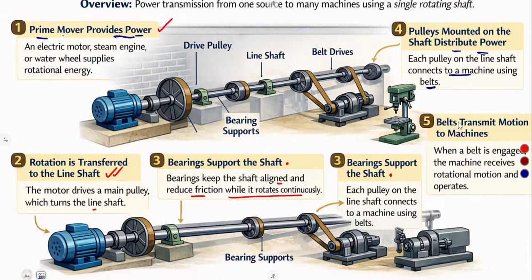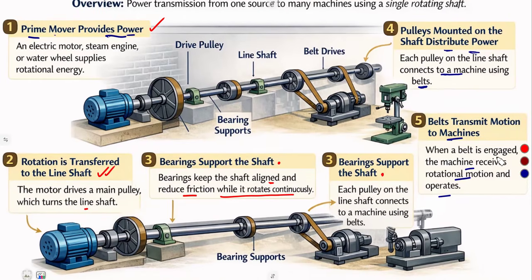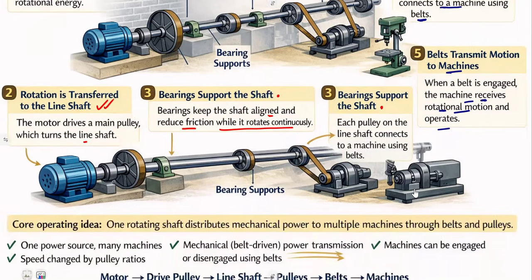Right? Then belts transmit motion to machines. When a belt is engaged, the machine receives rotational motion. Sorry, I said reverses, this is receives. All right, and then it operates from there. So that is the basic principle of operation in an overview that you can have.